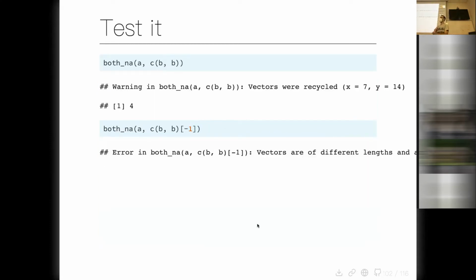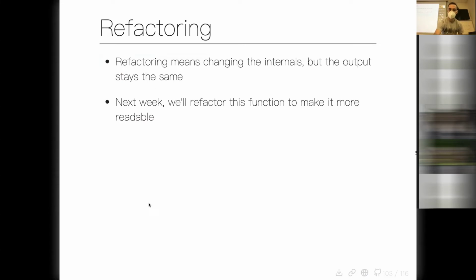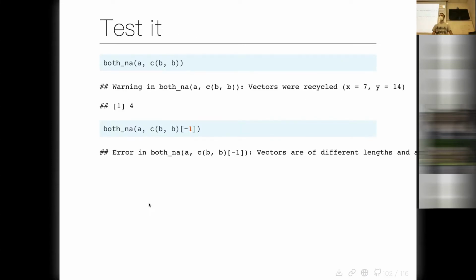Both in A, B, B, we get a warning: vectors were recycled. We can do it again here, but I'm removing the first element in that second vector. And so now they're of different lengths and we get an error. Okay? Does that make sense?